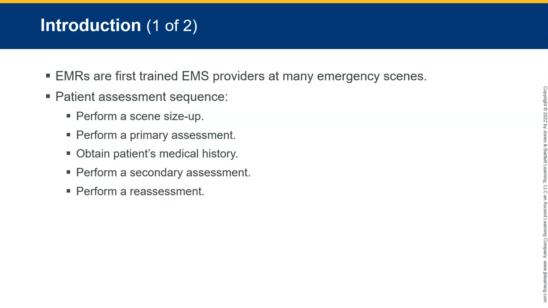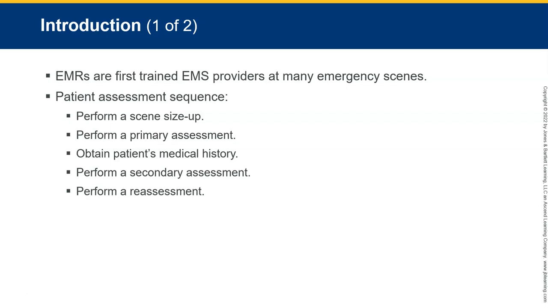The patient assessment sequence all comes down to these 5 steps. First, we're going to do a scene size up. When we roll up, is the scene safe? Does it look like it's safe? Are there chemicals? Are there fluids? Are there other hazards? Are we in the middle of the highway?